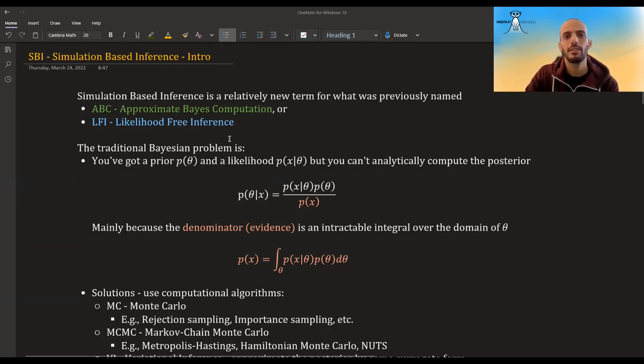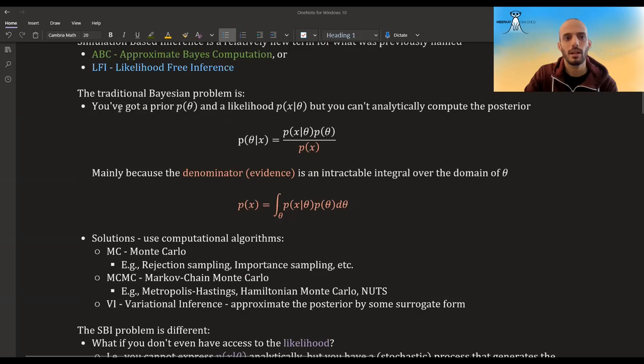So what is the traditional Bayesian problem? The traditional Bayesian problem is that we are trying to find a posterior, and it's a bit hard because we can't compute the evidence, right? By Bayes' rule, the posterior is equal to this, and the prior and the likelihood we usually have, we can compute them, but to integrate them over all the possible values of the parameters theta to get the evidence, this is usually a very hard problem and we can't do this.